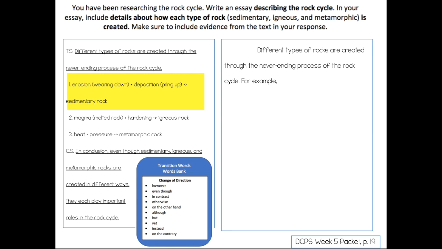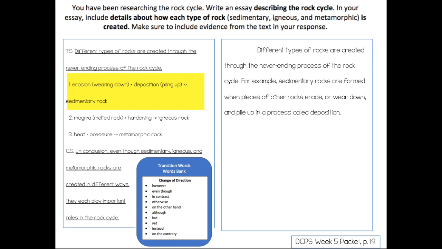Now, after this transition phrase, we need to convey our notes here about erosion and deposition creating sedimentary rock in a complete sentence. As a reminder, the symbols that we used, like this plus sign and this arrow, are not going to end up in our complete essay. We need to convert those ideas into linking words. One way we can do that is this sentence here.